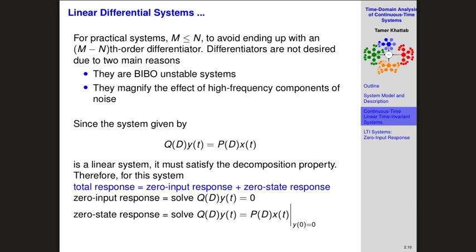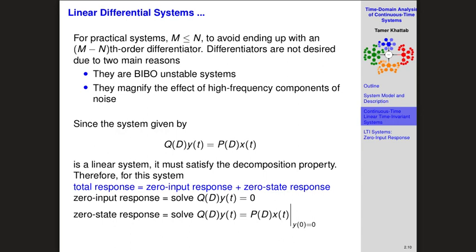Okay, here I'm just restating what we mentioned about the orders of the system. So for practical systems, m is less than or equal to n. m is the order of the derivative of the input, and n is the order of the derivative of the output. Now since we agree that this system is linear and time invariant, remember earlier we discussed that any linear system has a nice property called the decomposition property. Do you remember that? What's the decomposition property?